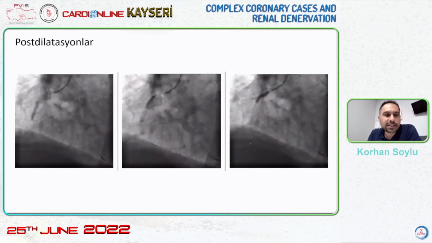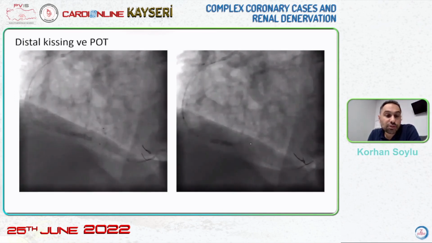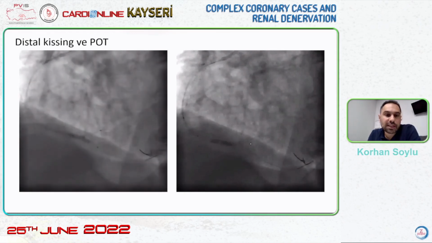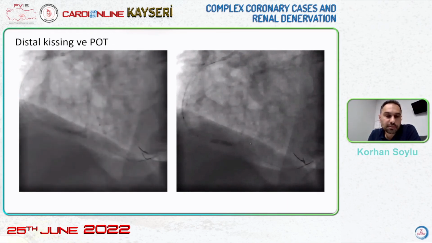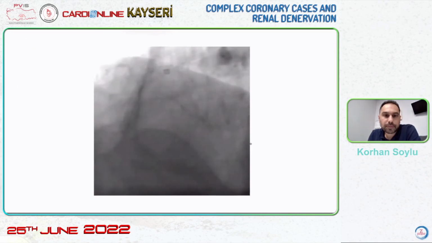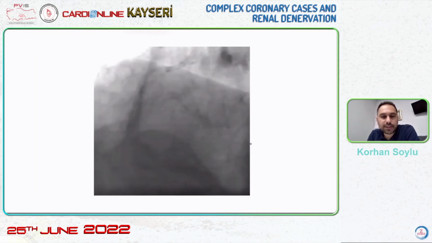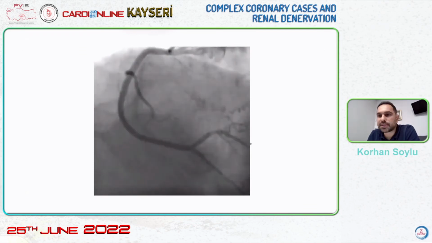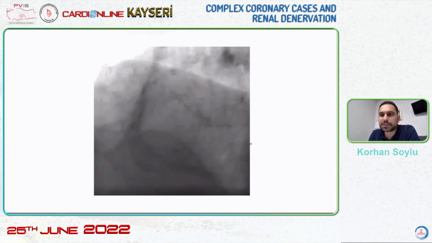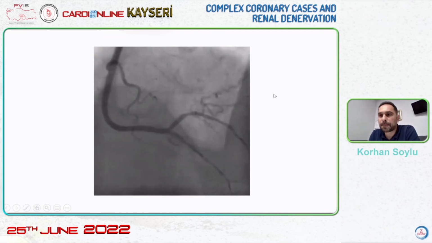In the mid and proximal part, stenting is done, post-dilatations were done, and then the kissing at the distal and the POT was done here. And the final angio is like this. I can answer your questions if you have any.